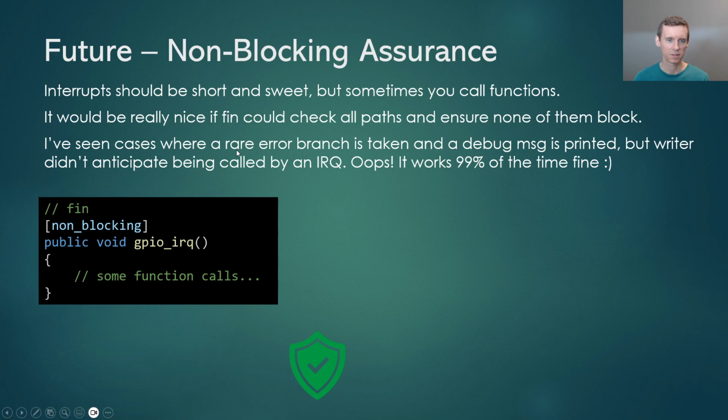So sometimes a rare error branch is taken inside of your interrupt, and the handler for that function wants to print a debug message. Now, the writer of that function that is printing the debug message didn't originally anticipate it being called by an interrupt. Maybe the interrupt code was written and it called that helpful function before that helpful function added a debug message, and then person Z comes along and it's their function that they're not aware of is being called by an interrupt, and they're debugging it or whatever, and they add a debug message.